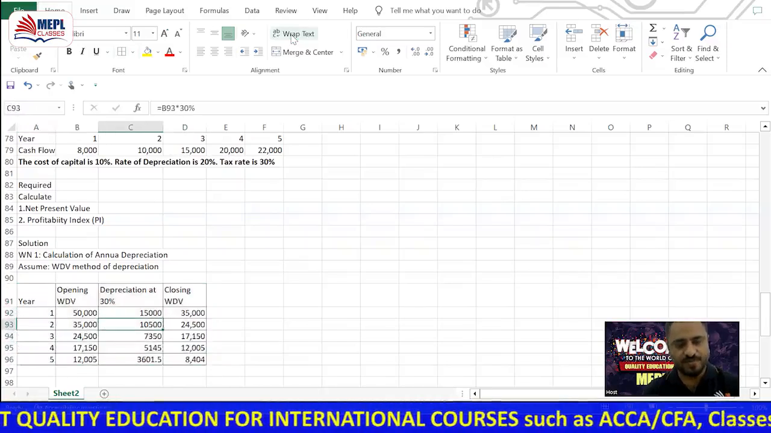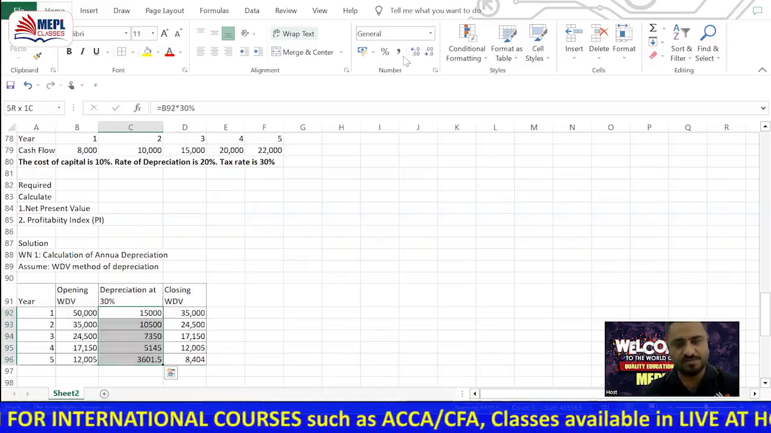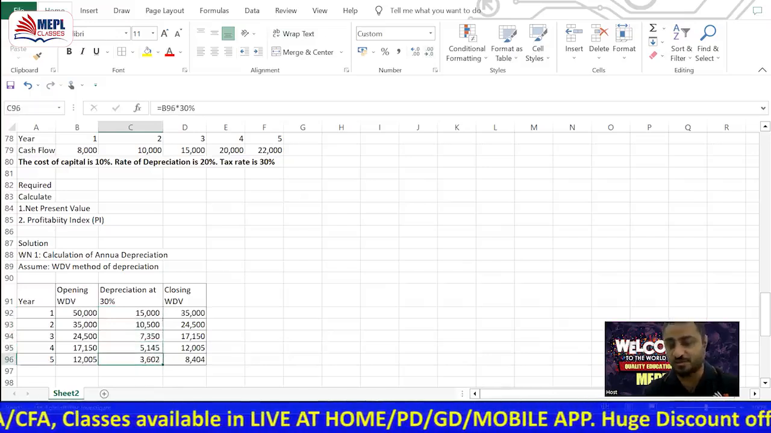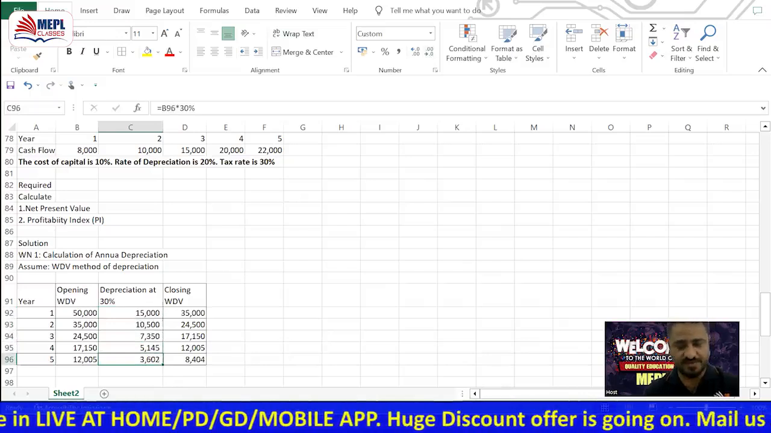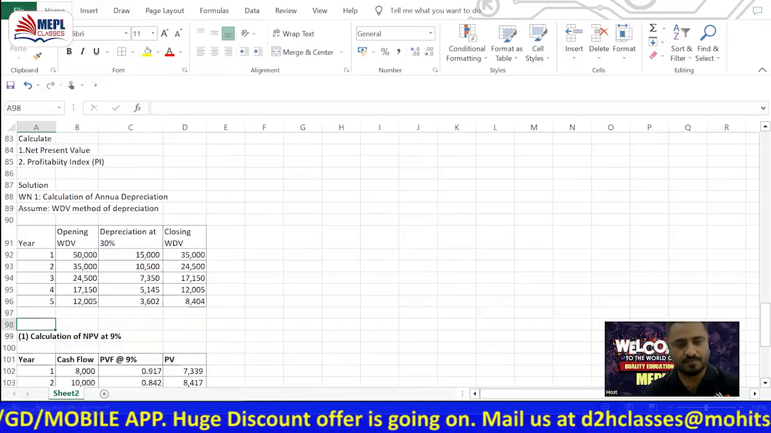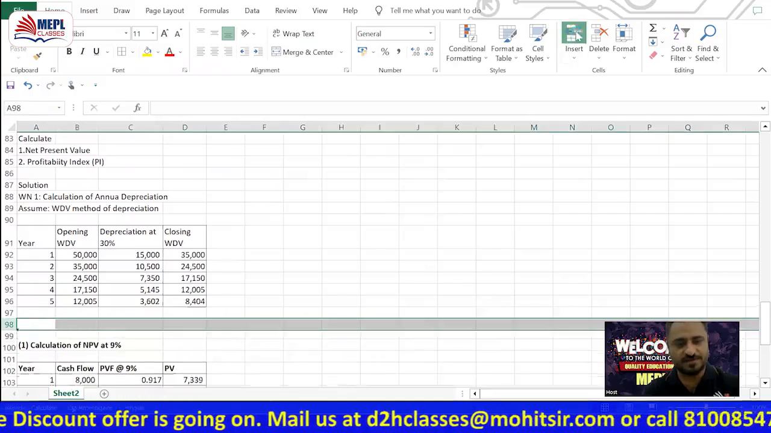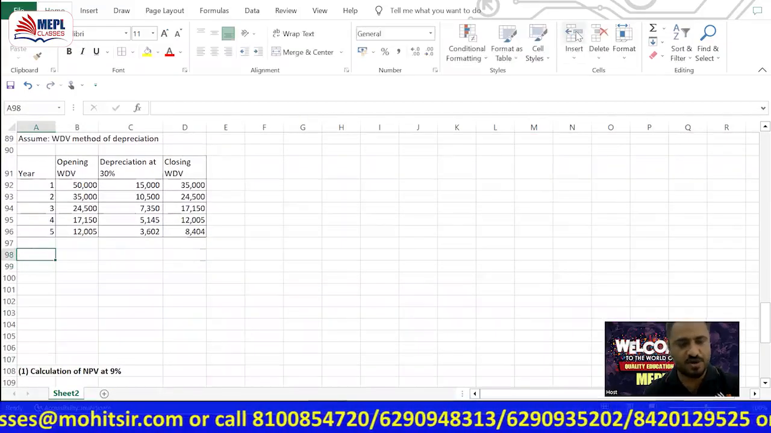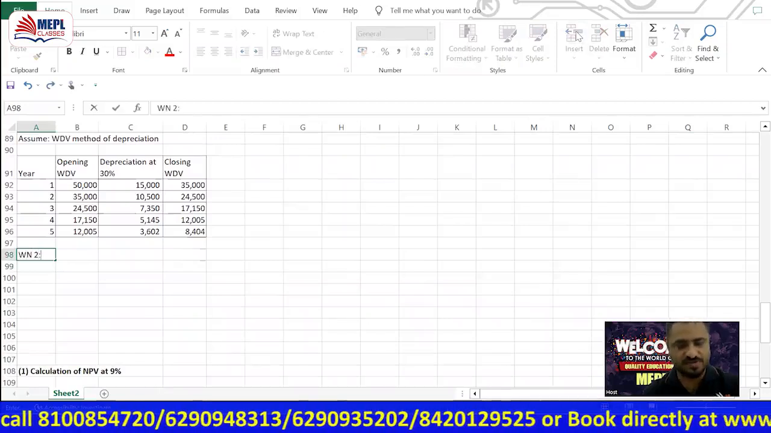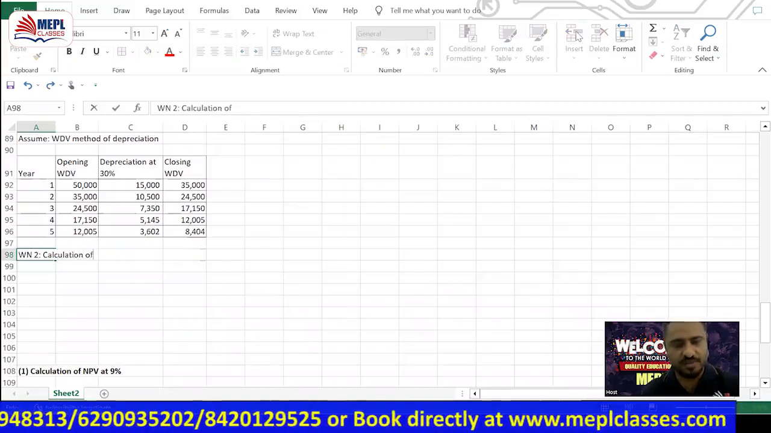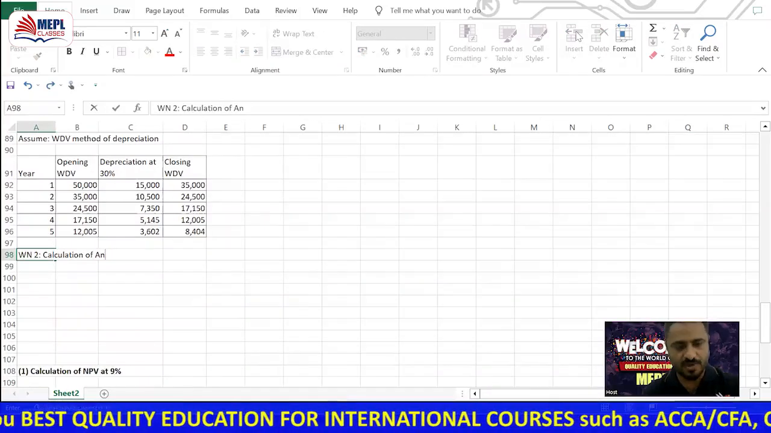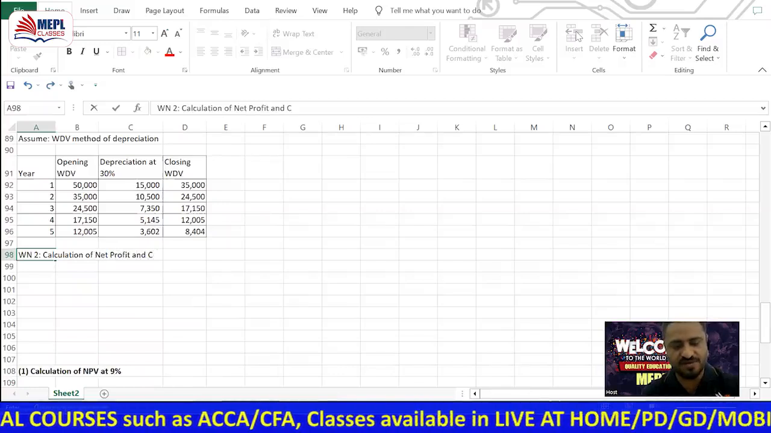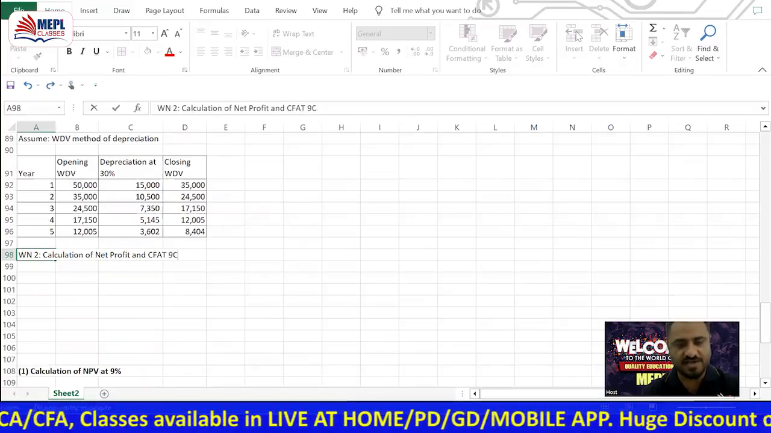So if you look at the calculations carefully, you will see 15,000, 10,500, 7,350, 5,145, and 3,602 are the annual depreciation, right? So once we have the depreciation, we can derive the net profit. So we will call it working note number 2 and name it calculation of net profit and CFAT, which will be called cash flow after tax.